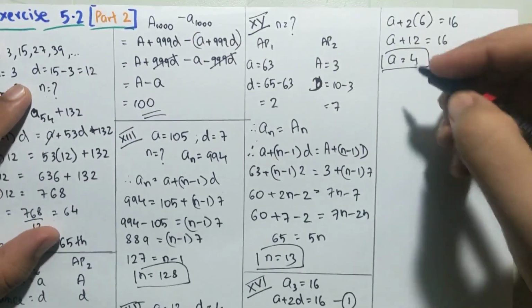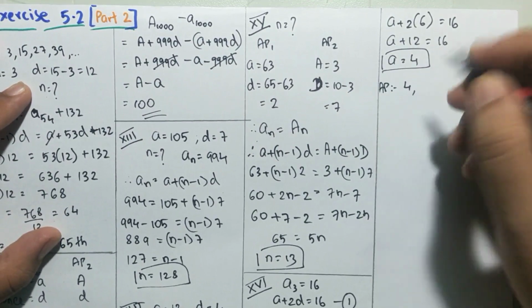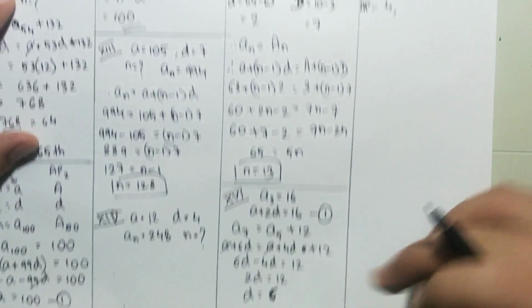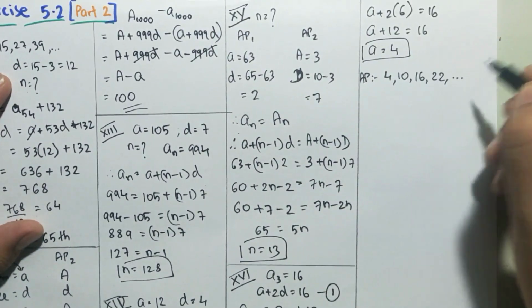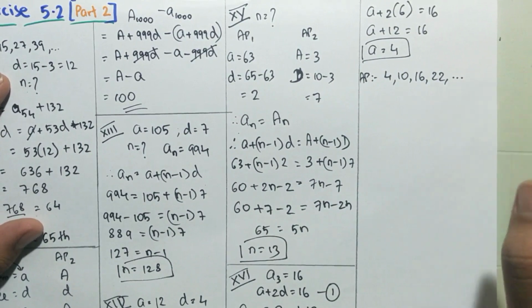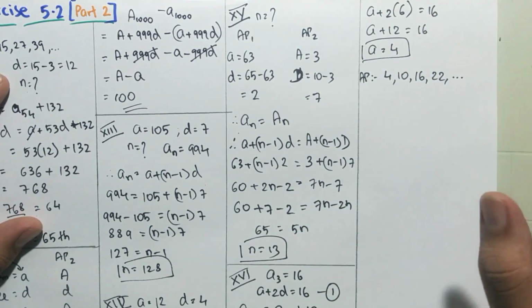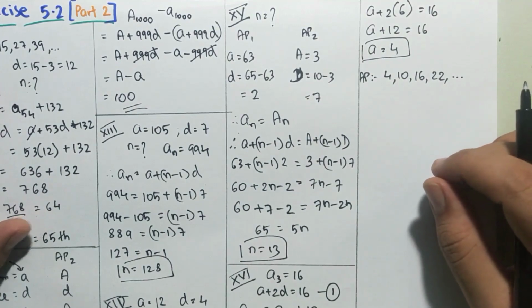Now just write the AP. My AP would be, first term is 4 and the common difference is 6. So 4, 10, 16, 22. Just write the first 4 terms and then give this dot dot dot. Okay, that is a representation of an AP. Understood everyone? Let us proceed to the 17th sum.